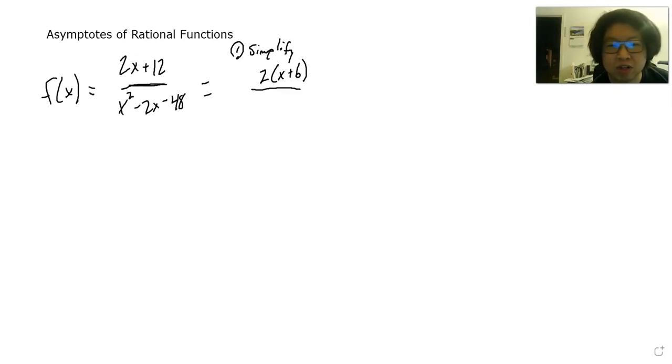This should all be reviewed, so I'm going to blow through it. But if you need help factoring, definitely ask to get some practice in on that. At the bottom, use an AC tree. It ends up at x minus 8 times x plus 6. Remember, to get the hole, we cancel these. You already see they're the same, so we can take them out of the top and bottom, and we're left with 2 over x minus 8.